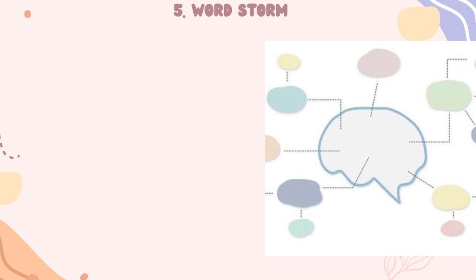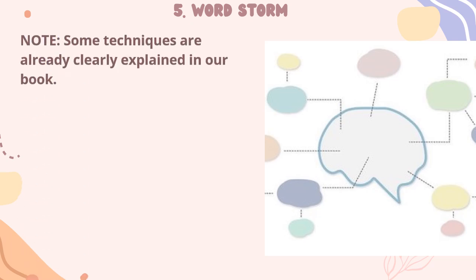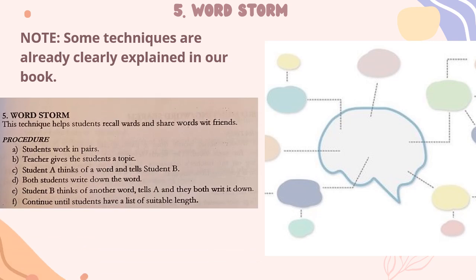Technique 5 is called word storm, and this technique helps a lot with recalling words or sharing words to create a list. It's quite similar to the previous technique, except this time it works like brainstorming to create a list of words. For example, students work in pairs under the topic of jobs.